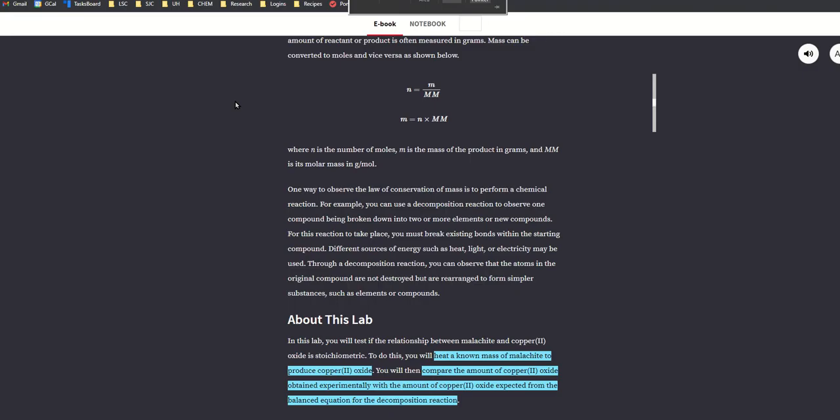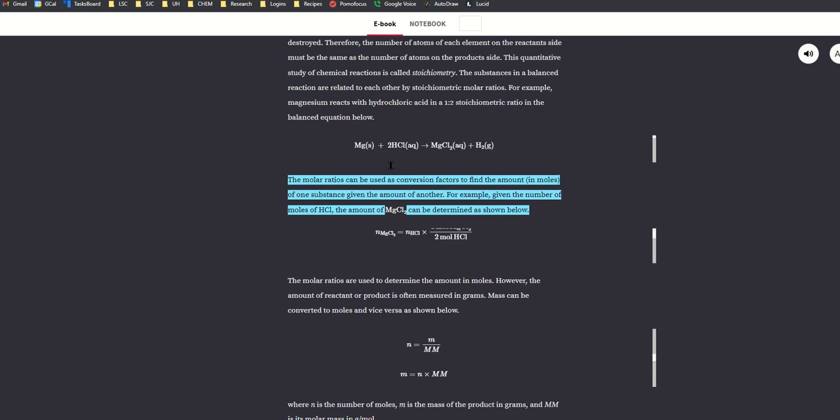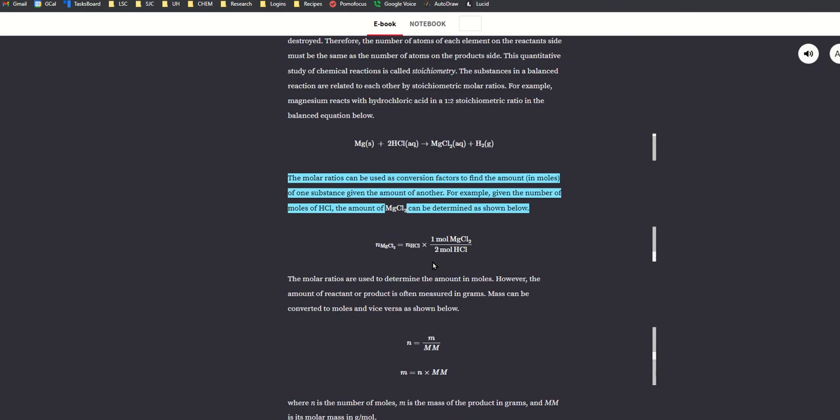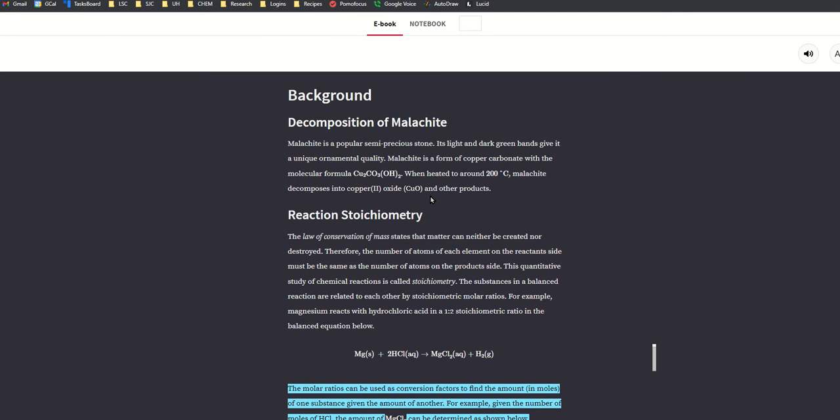So once you open that up, here is the background, for example, and once you read through this, you'll see that we are starting to convert to moles in this lab. And we are working with stoichiometry in this lab because you are at the point in lecture where you have encountered stoichiometry as well. So malachite, what is that?